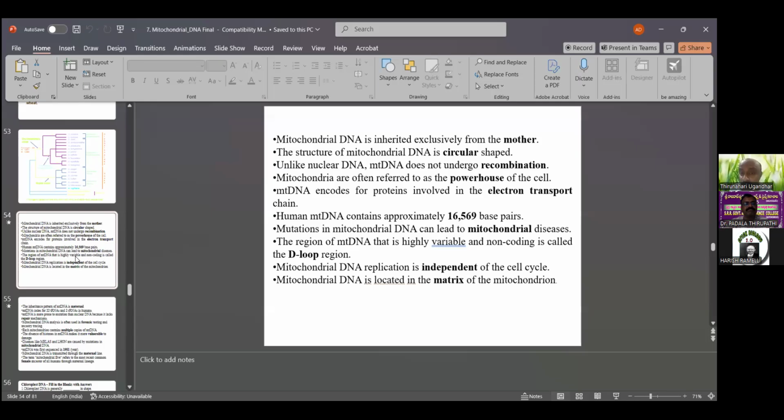Nuclear DNA does not undergo the recombination process, which means recombination is important. In the paternal line both are nuclear, but here only maternal. The mitochondria are often referred to as the powerhouse.